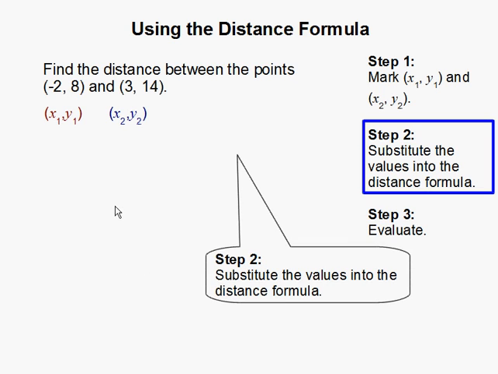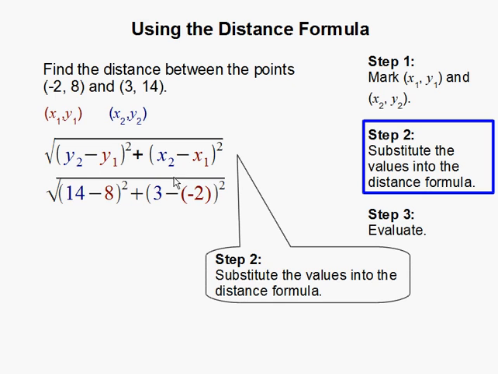Step 2. Substitute the values into the distance formula. Our distance formula says that the distance between 2 points is the square root of the difference in y square plus this difference in x square. And we need to differentiate these 2 points. Therefore, that's why we have x1, y1 and x2, y2.